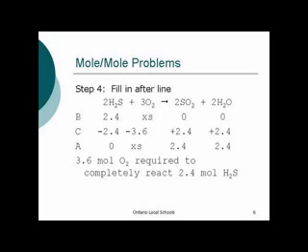So when we go to solve for how much O2 we needed in moles, we can look in that change line and it will tell us we needed 3.6 moles of O2. 3.6 moles of O2 was required to completely react the 2.4 moles of H2S.